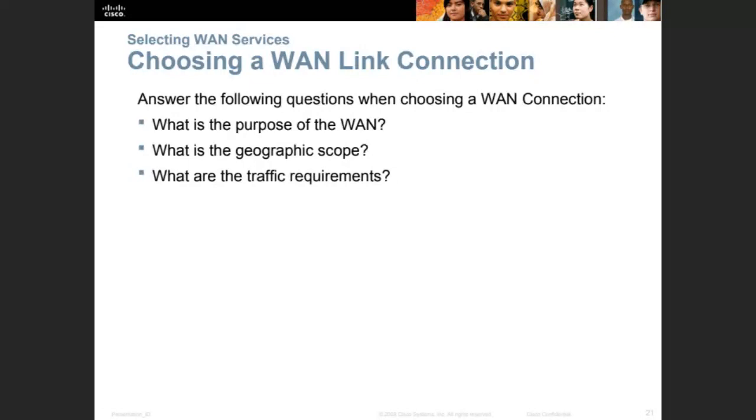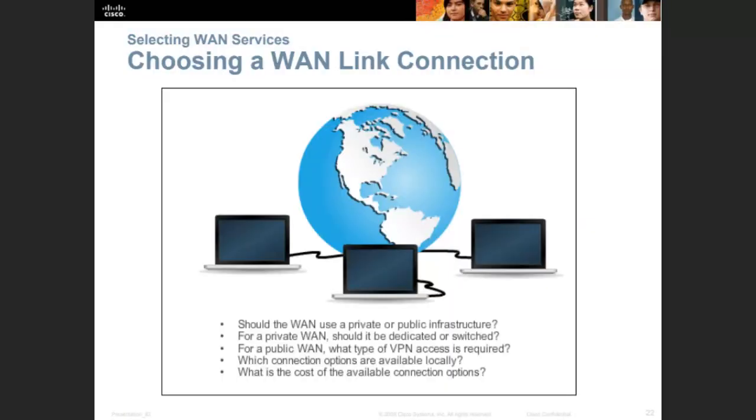So how do you choose a WAN link connection? You need to think about why you need the WAN. How much geographical area do you need to cover? How far away are your branches from each other? What are the traffic requirements? Also, what is the budget? We did not mention it, but budget is also important. Also, you need to think about whether you should go private or public, whether you need dedicated or switched, and these are the costs. All these things.